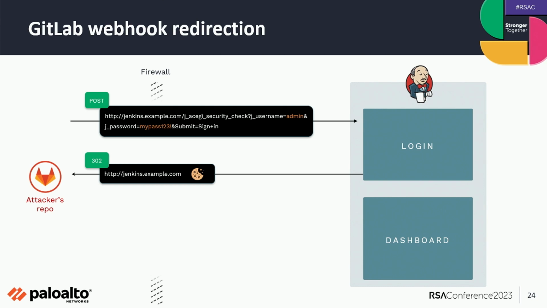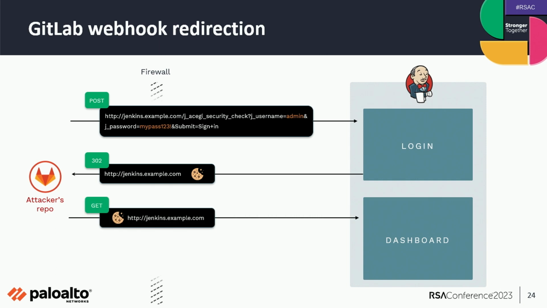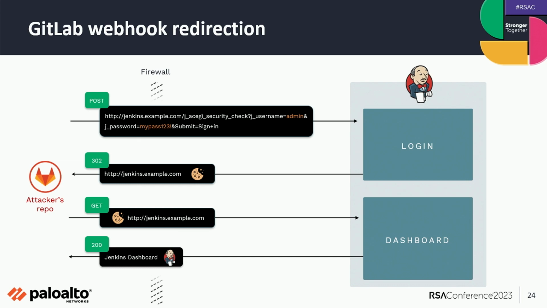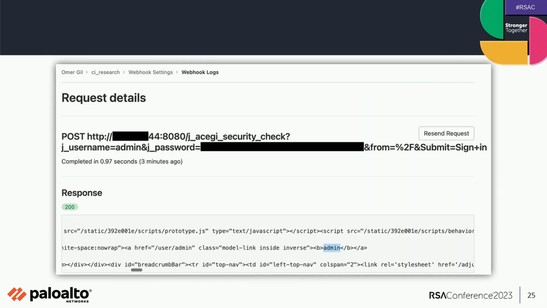The surprising thing is what happens next. GitLab follows the redirection. It sends a GET request. So instead of sending a POST request like webhook services usually send, GitLab actually follows with a GET request and the cookie attached to the request itself. And what happens next is the exciting part, of course. Jenkins returns back the homepage of that specific user.